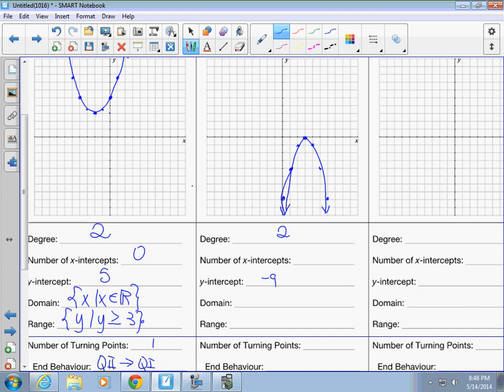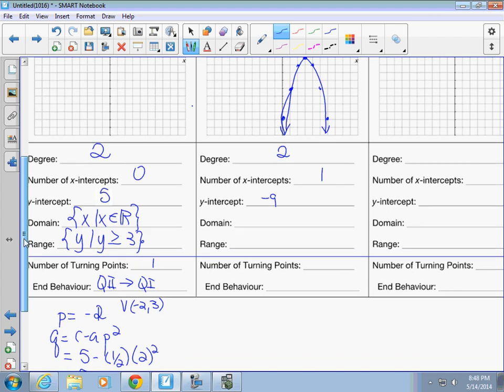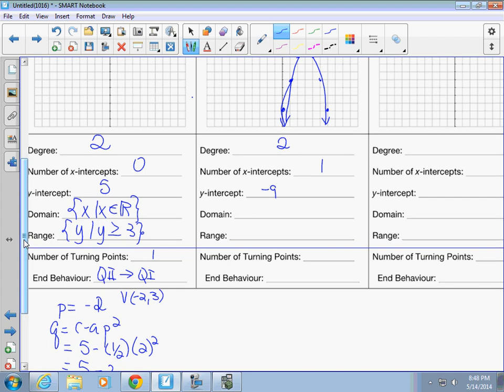So number of x-intercepts, this one had 1. It was exactly on the x-axis. My domain, again, my graph can go either way. My range, though, for this one, because my graph is going down, I'm going to have a maximum, so that means my y has to be less than or equal to that maximum value. And my maximum y value was a 0. And again, y is an element of real numbers.